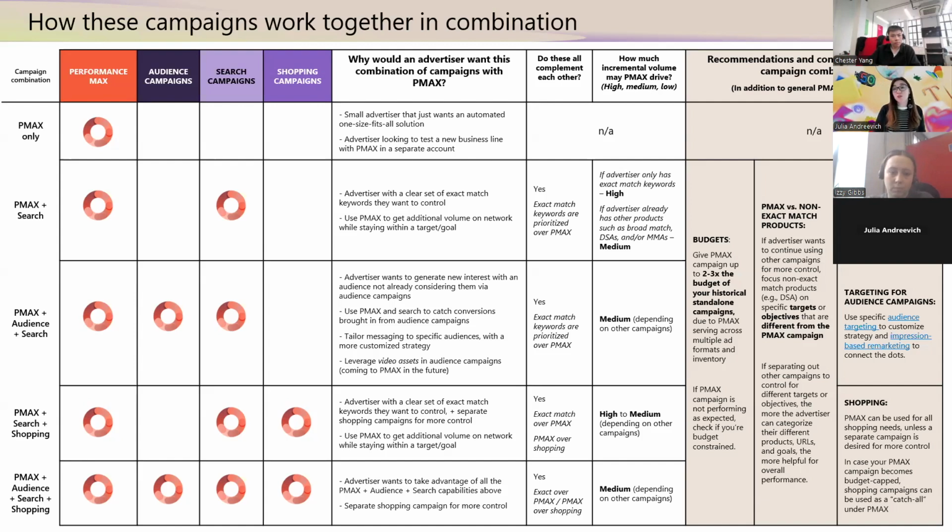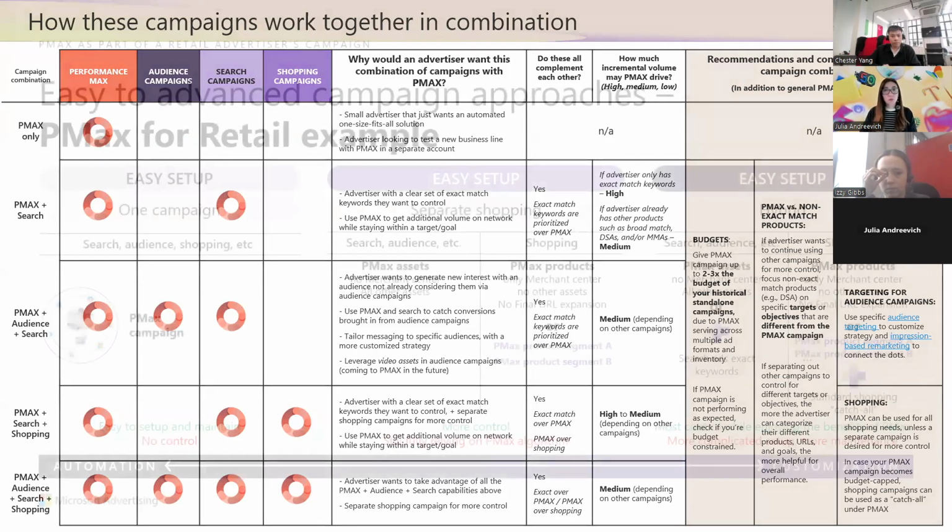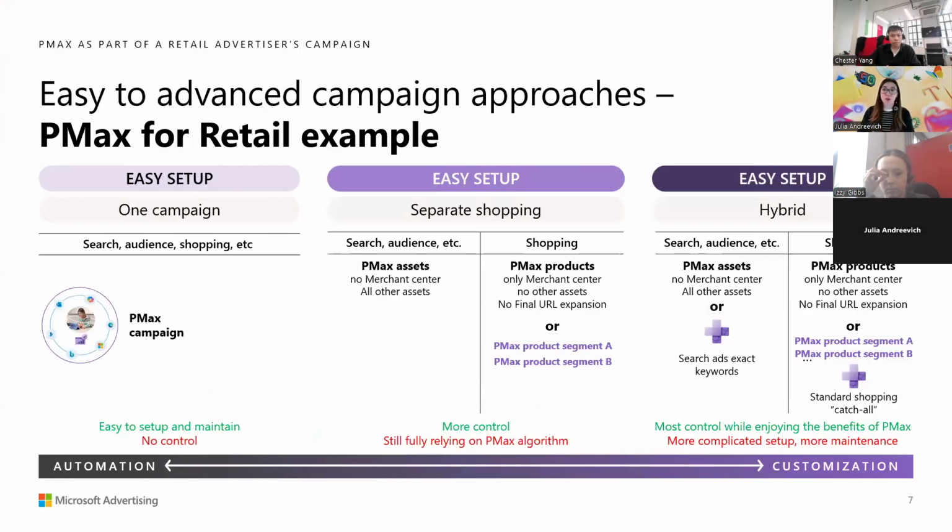What's important to remember is that Performance Max will not compete with other campaigns in the auction, and the algorithms will simply pick the best option based on the user signals. So combining campaigns like PMax, search, audience, and shopping won't increase your cost per click or conversion cost. Instead, it enhances overall results by letting each campaign type play to its strengths. So the best setup really depends on your specific goals, whether you're looking for pure automation, keyword control, or full funnel coverage.